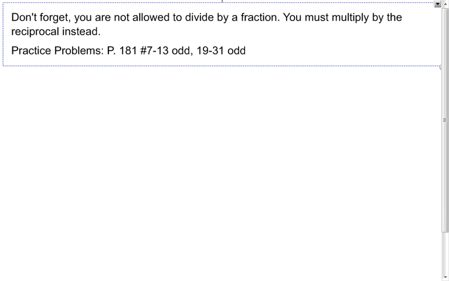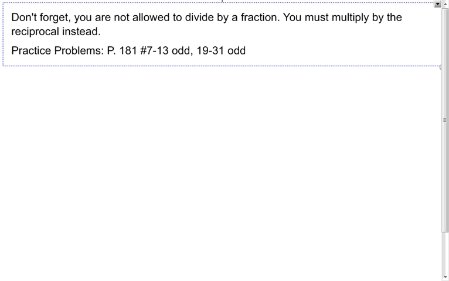Don't forget, in some of your practice problems, you're going to have fractions in them. Don't forget, you're not allowed to divide by a fraction. Instead, you have to multiply by the reciprocal. Okay? Don't forget that. You can ask me if you need to.